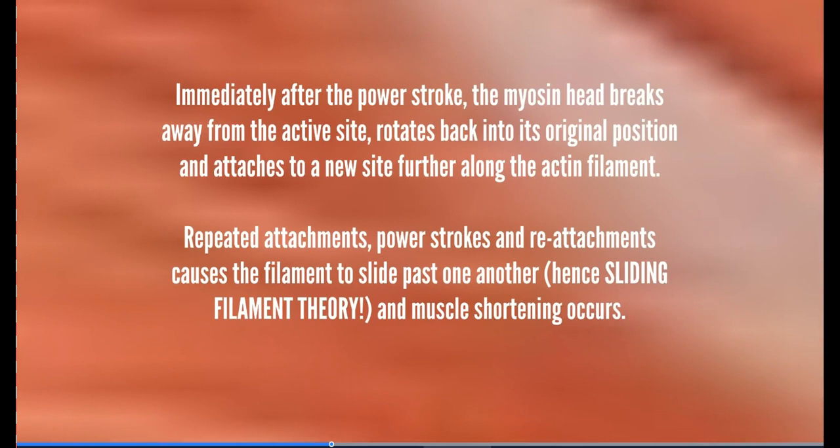Now immediately after one power stroke, the myosin head of course breaks away, rotates back into its starting position and grabs the actin again further along, and in this way it slides the actin towards the center. Repeated attachments and power strokes, and those reattachments fueled by ATP, will cause that actin filament to slide past myosin. Of course that's the sliding filament theory and how the muscle contracts.